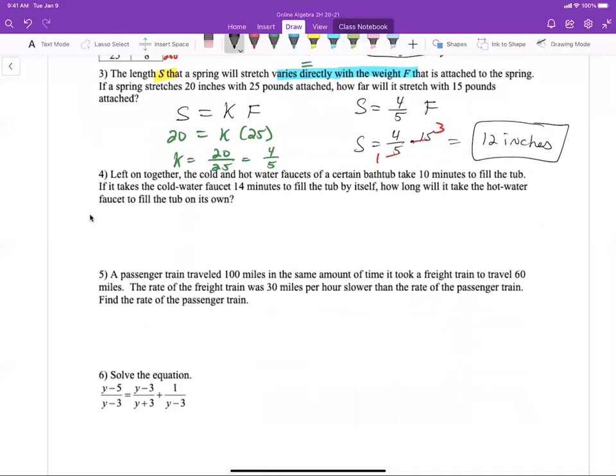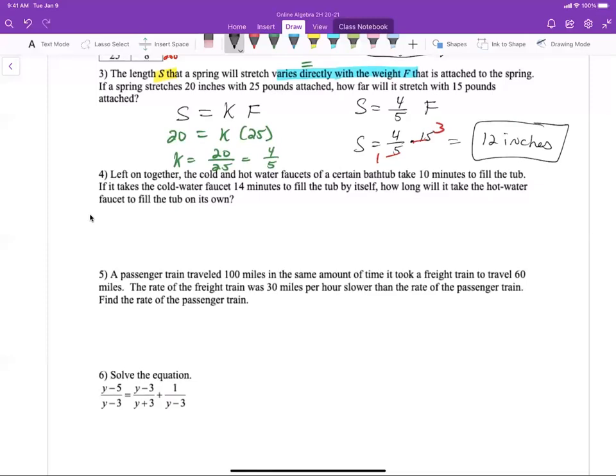Left on together, the hot and cold water faucets of a certain bathtub take 10 minutes to fill the tub. I have a combined rate of 1 tub per 10 minutes. If it takes a cold water faucet 14 minutes to fill the tub by itself, how long will it take the hot water faucet to fill the tub on its own?